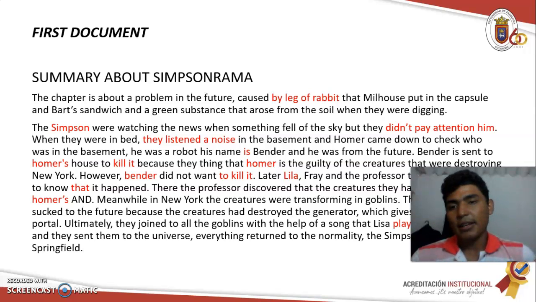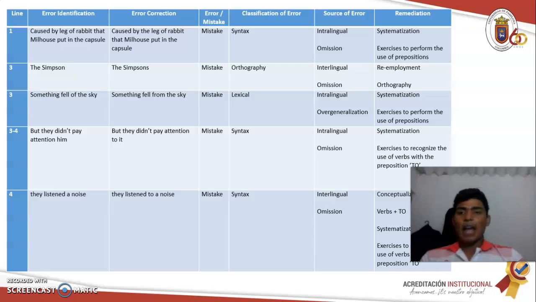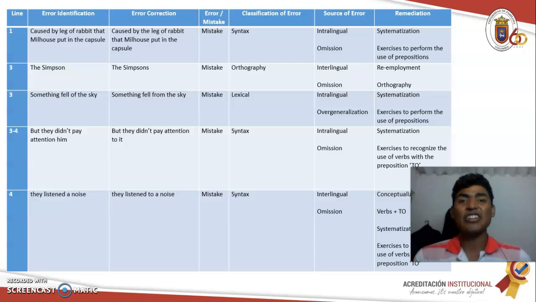The first one is a summary of the Simpsons. In this first document, I found some mistakes, not errors. Why? Because they don't have a connection with something known as fossilization. Remember that fossilization is the main characteristic of an error, because if the student has fossilization, they're going to repeat that error once, another one, again and again and again.